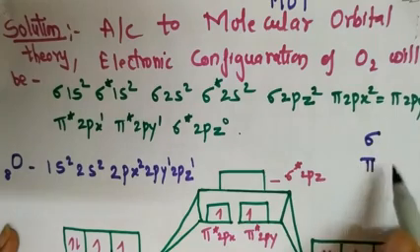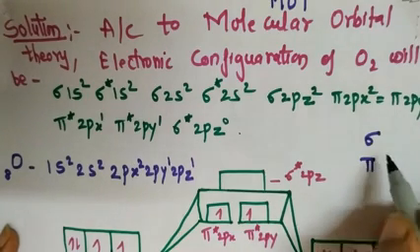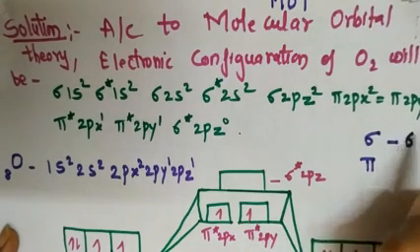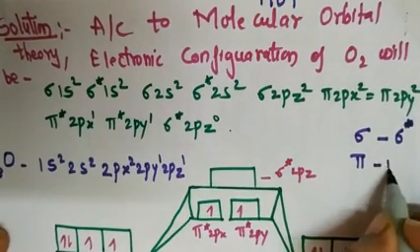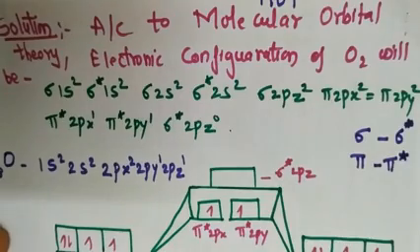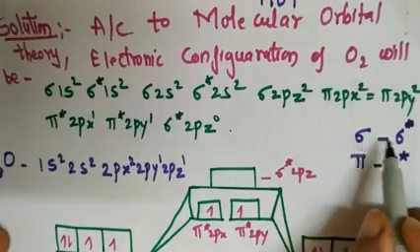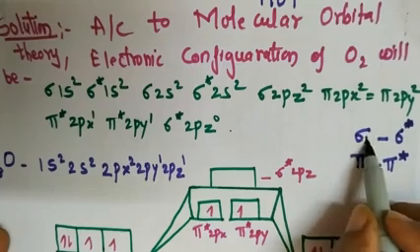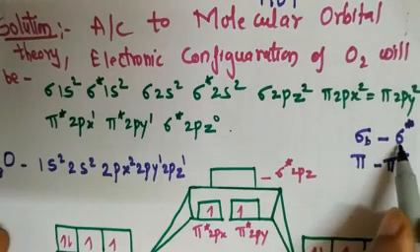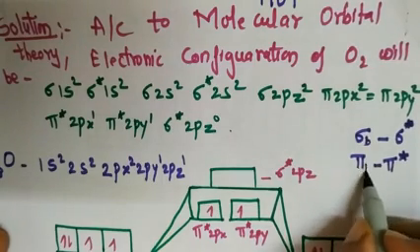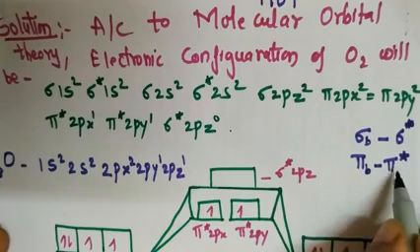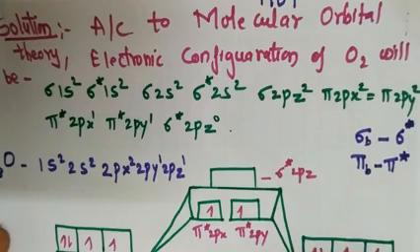Everybody knows sigma bond and pi bond, and this sigma bond can also form sigma bonding and sigma anti-bonding, and this pi bond can also form pi and pi anti-bonding. Okay, sigma bonding I will write, and sigma anti-bonding is denoted by the star mark. Similarly, pi bonding and pi anti-bonding, denoted by the star mark.